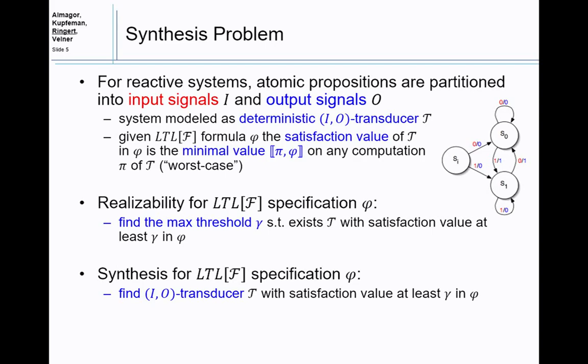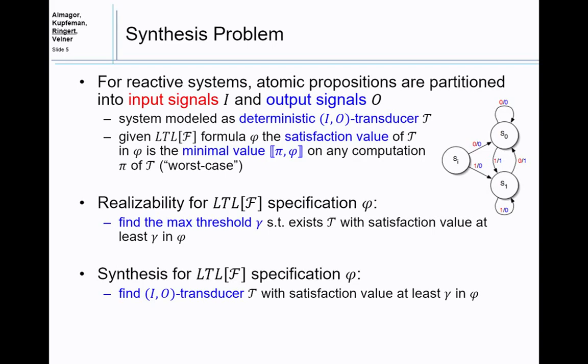So now the synthesis problem is, usually when we have these reactive systems, we separate the atomic propositions into inputs and outputs. And then the systems that we model would be deterministic I/O transducers. This would be our implementations, like this one on the right side here. And now we also need to define what is the value of such a transducer for a given LTLF formula. So that's the satisfaction value of the transducer. There we look at all the computations of the transducer, and then we take the minimal value on all the computations. So this is basically what this implementation guarantees us in the worst case, the value that we still get from any computation.